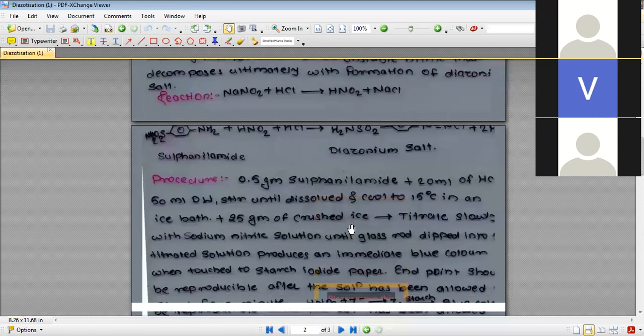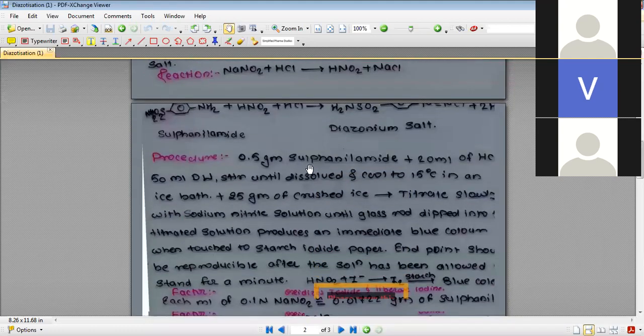Next is the standardization procedure. For the standardization procedure, in a conical flask we are going to take a drug substance containing a primary aromatic amine. So 0.5 gram of sulfanilamide we are going to take into a conical flask. To it, we are going to add 20 ml of HCl for maintaining the acidic condition. Next, we are going to add 50 ml of distilled water as a solvent, since sulfanilamide is soluble in water.